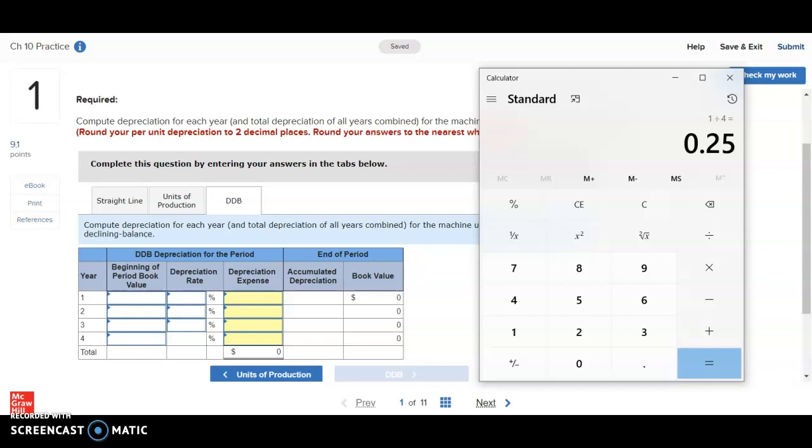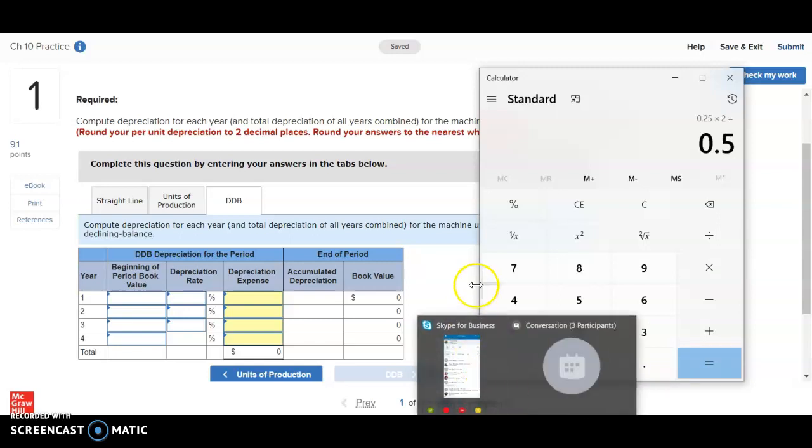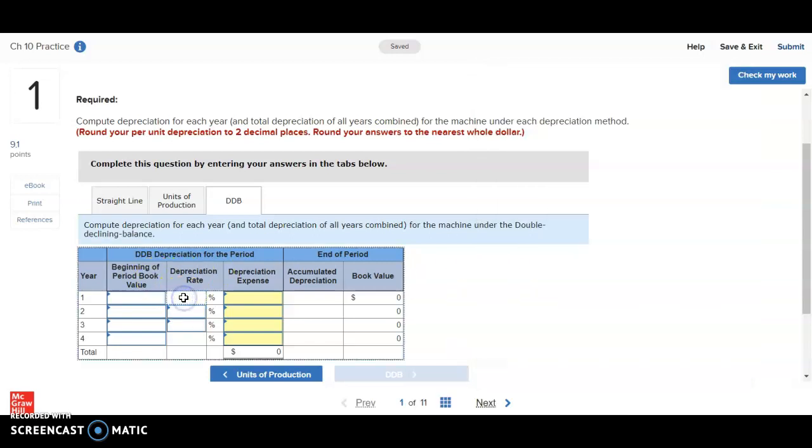Well, this is double declining balance. So we're going to take that straight line method, 25% times 2, and we're going to depreciate 50% every year. So that's what I'm going to enter in here as the depreciation rate. We are just depreciating 50% each year. And the last year we may have to plug in a number because we can only go so far.